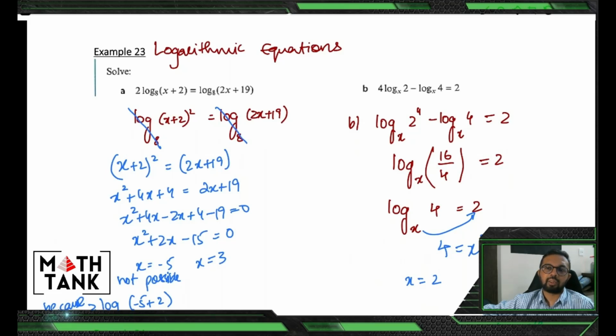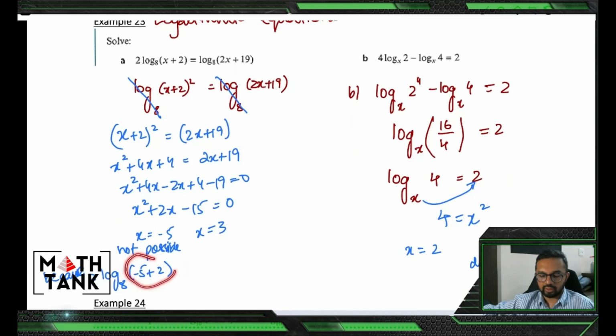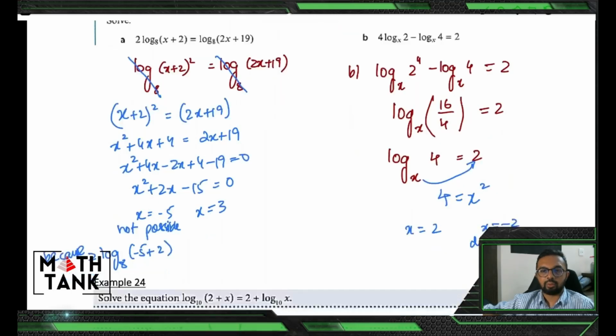What do you need to check? That the base cannot be negative, and the number that you're taking a log of, the number in front of the log, cannot be a negative number. So remember that log of -3 could not be possible. So that's something that you need to be aware of.